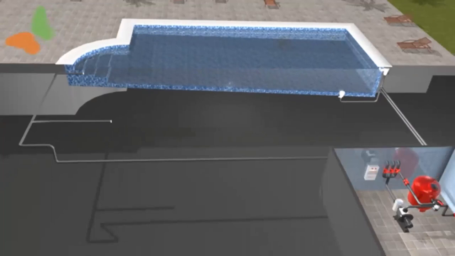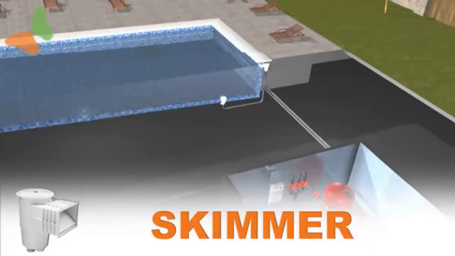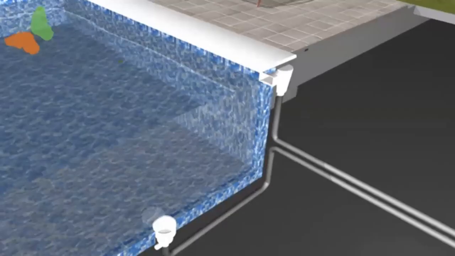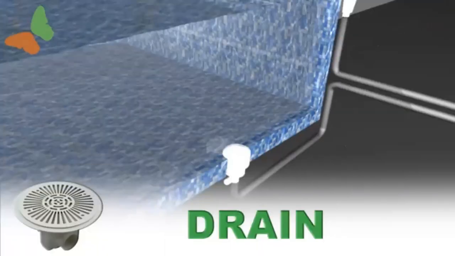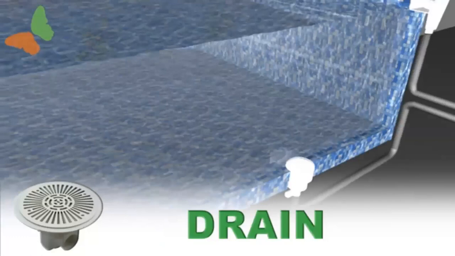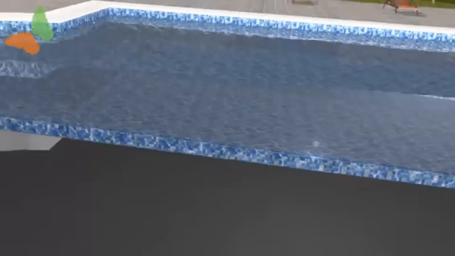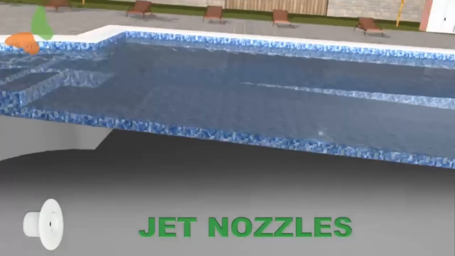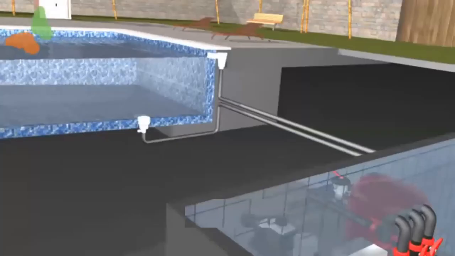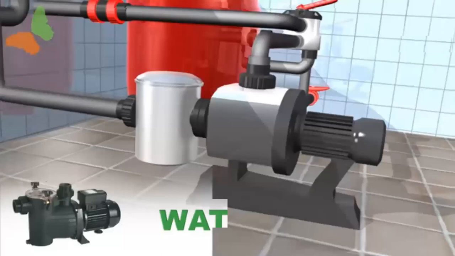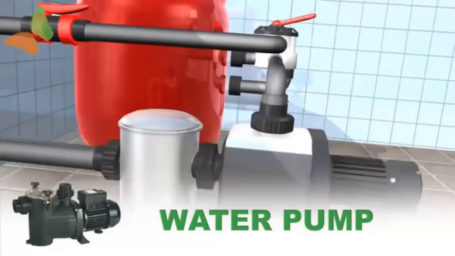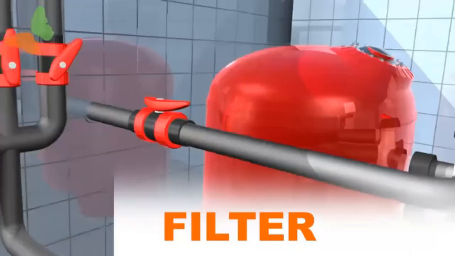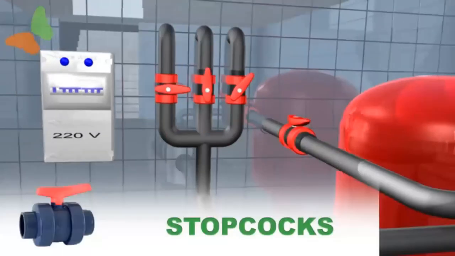The main parts of the filtration system are as follows: skimmer, drain, jet nozzles, water pump, filter, stopcocks.